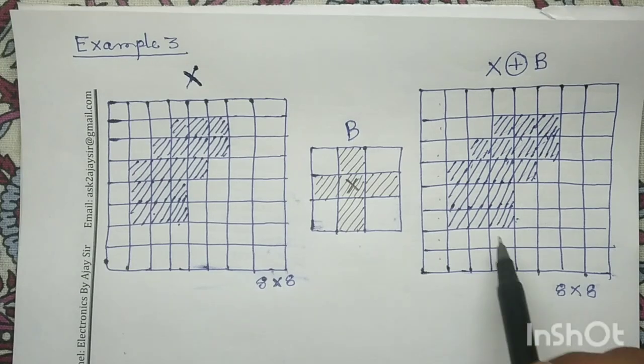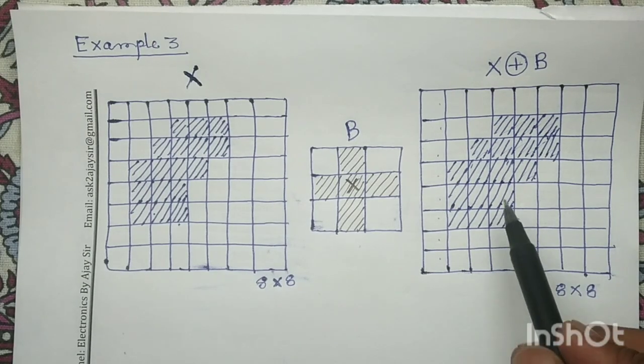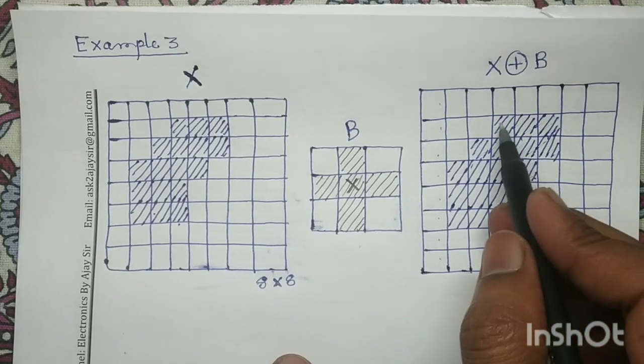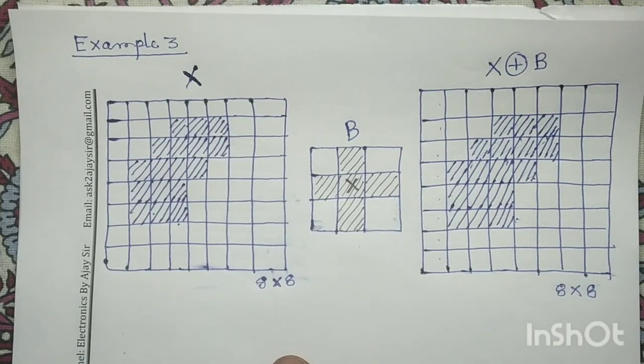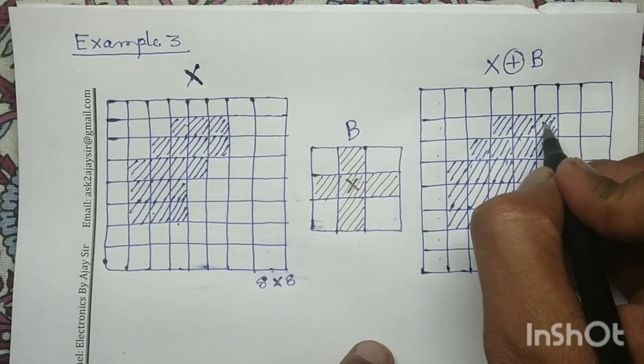After marking all these object pixels in this output image, next in all these boundary points I will apply this structuring element B. So first I will apply the structuring element at this point.